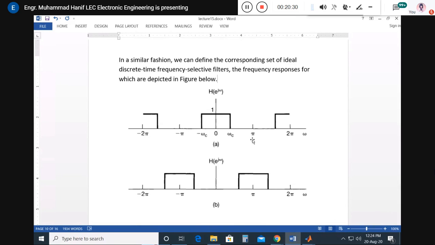Okay, so when we say discrete repeats after every 2 pi, so between minus pi and plus pi, if we define a filter, then after that it will repeat. So ideal low pass filter, in case of discrete time, we say low frequencies are around 0. So omega c must be less than pi and greater than 0. So it is a pass band between minus omega c and plus omega c, and between omega c and up to pi it is 0. So as we said, it repeats after every 2 pi.